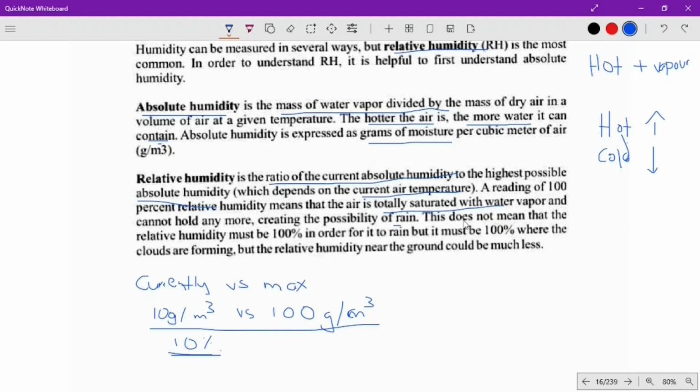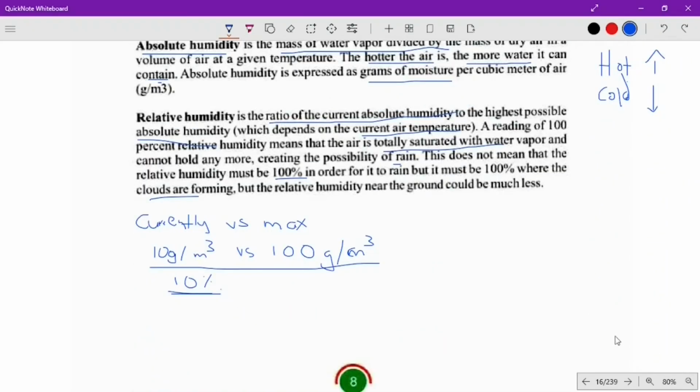However, this does not mean that the relative humidity must be 100 in order for it to rain. No. But it must be 100% where the clouds are forming, which is right up in the sky. Relative humidity near the ground could be much less, even if the clouds are forming up in the sky.